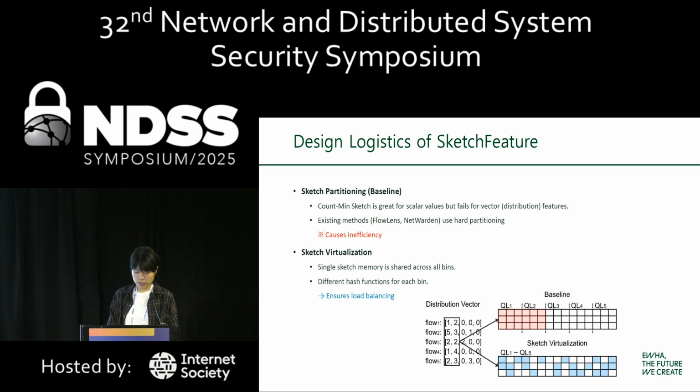If a specific bin contains a large amount of data, the corresponding sketch can become highly congested, reducing accuracy. On the other hand, sketch virtualization inherently provides a form of load balancing due to the uniform characteristics of the hash function. This enables efficient memory utilization regardless of the feature distribution.